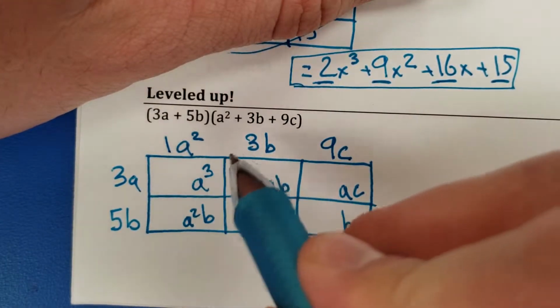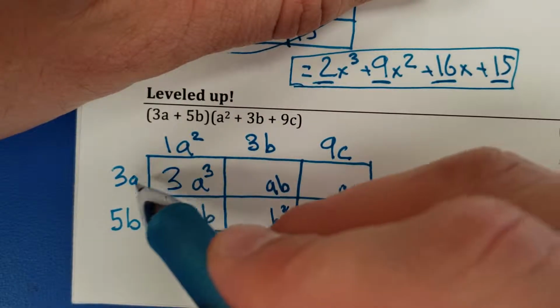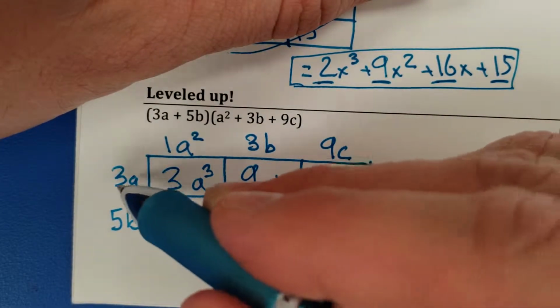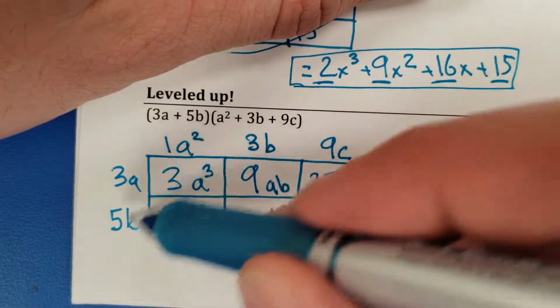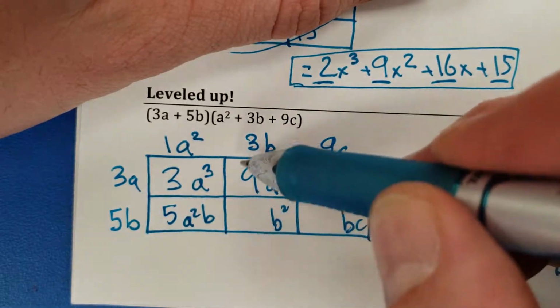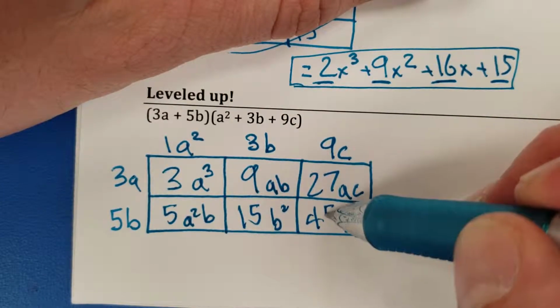Now there's a 1 here. I guess you could write that down. 3, 9. Okay. 3 times 1, 3. 3 times 3, 9. 3 times 9, 27. Excuse the bell. Sorry. Okay, 5 times 1. 5 times 3, 5 times 9. All right, there we go.